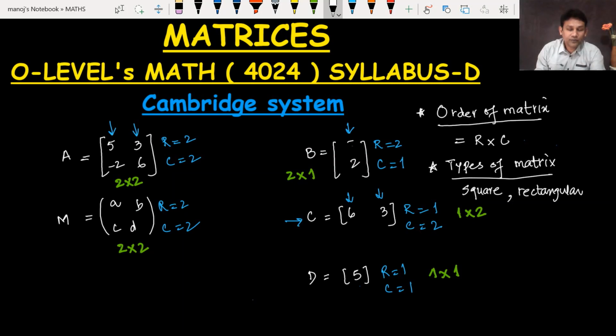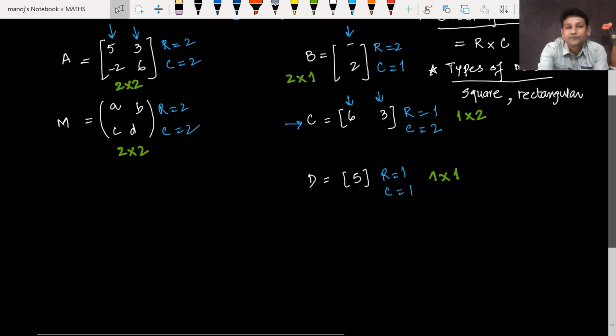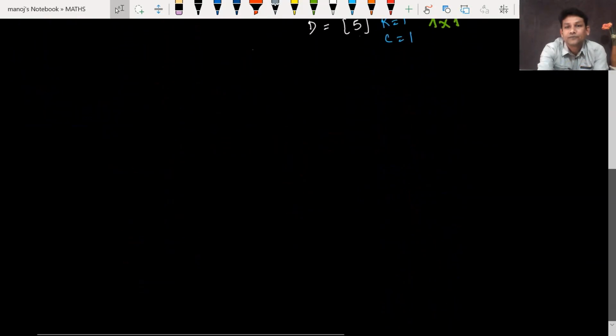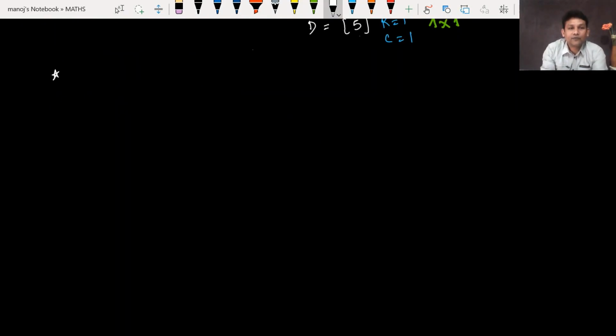Then we have diagonal matrices, and there are so many types of matrices, but according to our O levels 4024 Cambridge system, we should know only these matrices. Then we have zero matrix, and I will discuss it later. Okay, after this I would like to move further. I have already given an example of matrix 2 by 2.